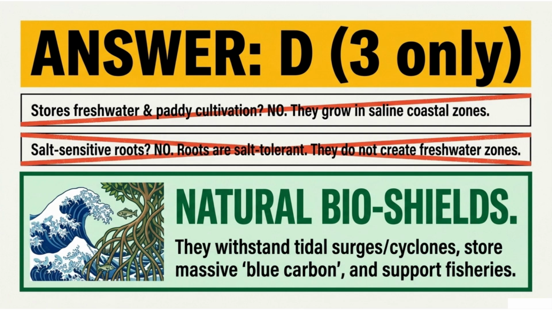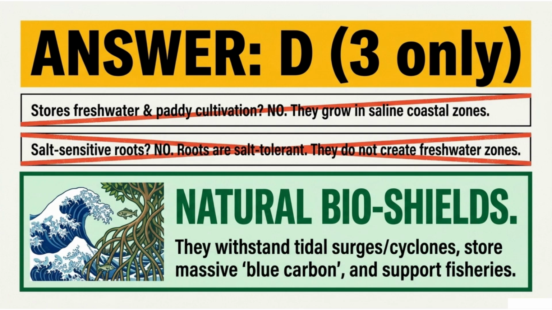Statements 1 and 2 are both factually wrong and designed to catch students who half remember mangrove facts. Mangroves do not store fresh water and they are not suitable for paddy cultivation. They grow in saline coastal zones. Statement 1 is wrong. Mangrove roots are salt tolerant, not salt sensitive. They do not filter seawater into fresh water and they do not convert coastal land into freshwater aquaculture zones. Statement 2 is wrong. Statement 3 is the only accurate and complete explanation.